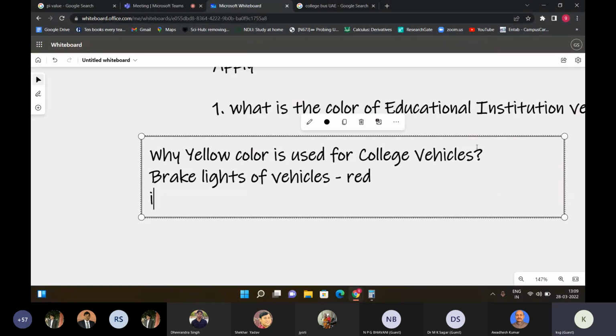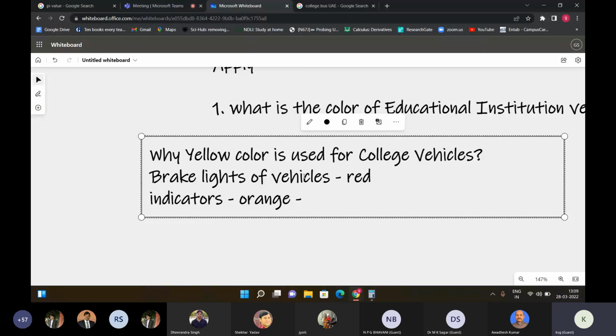The indicators of the vehicle are always which color? They are always in orange color, or a combination of orange or yellow color. But when you look at these colors, these are all standard colors.